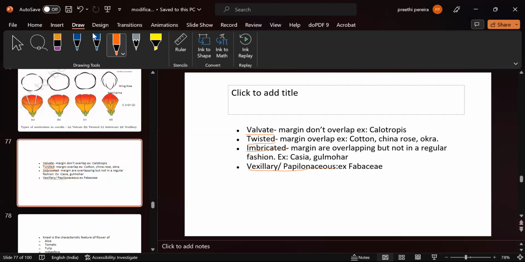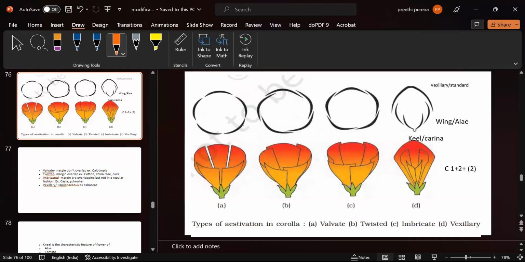Okay. So next we are going to see the valvate estivation. What is valvate estivation? If sepals and petals are arranged like this, they might be fused or may not be fused. But look at the margins. The margins are not overlapping. They're just placed one next to each other. Sometimes they may be fused.